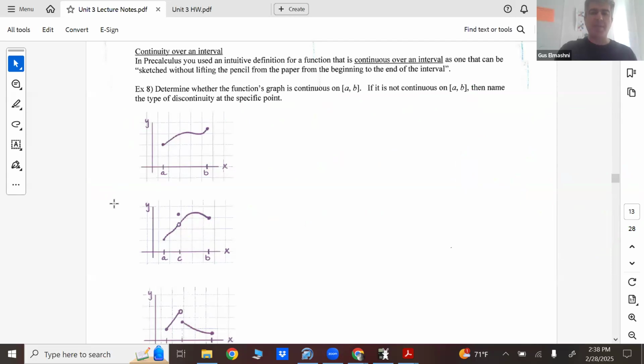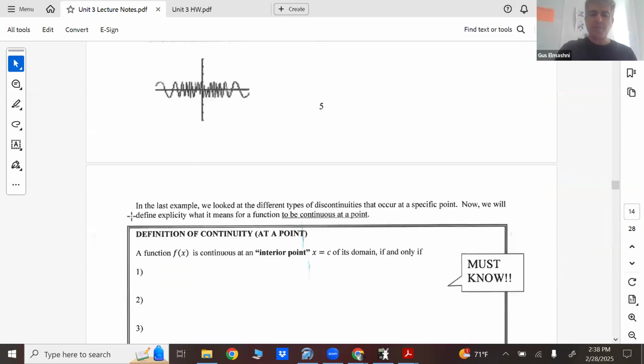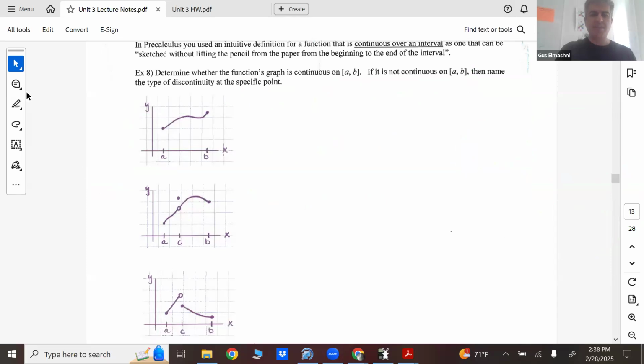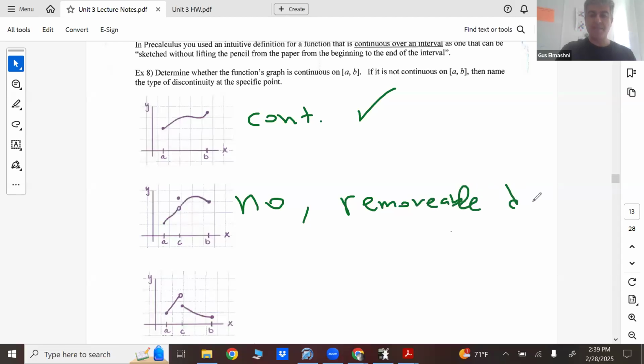Okay, continuity, guys. Let's talk about this. For continuity, we're just going to determine whether it's continuous or not, and then name it. This should be pretty fast. So this is yes, this is continuous. This is no, and we'll call that a removable discontinuity. We need to know these names. That's no. That's a jump discontinuity.